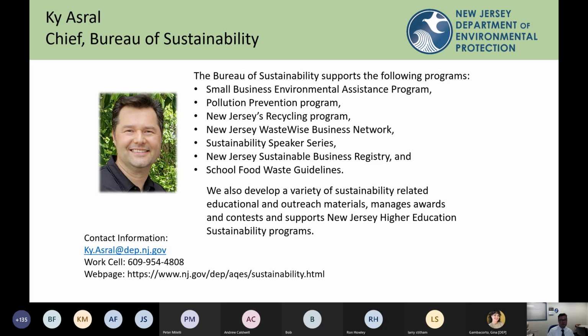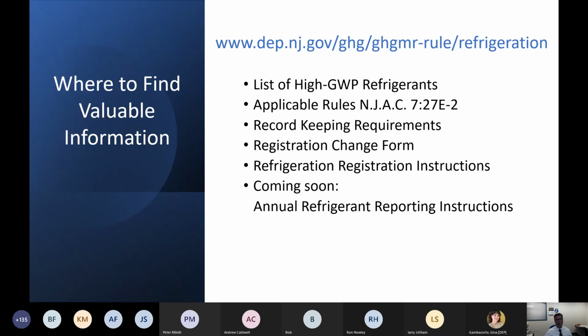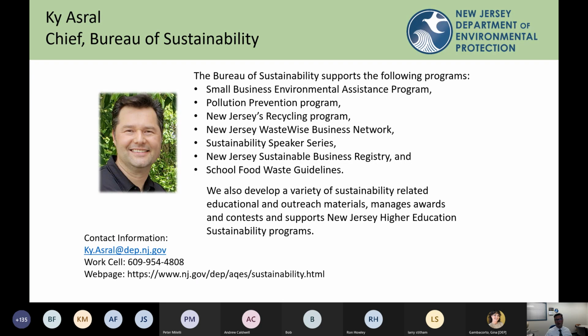So, and there's my information. My email address is there. My work cell phone number is there. And our website. That's our general website. But for the refrigeration information, you'll need to go to the other website that we have, and that's this one. And if you Google search NJDEP refrigeration registration, the first choice will be the refrigeration website.